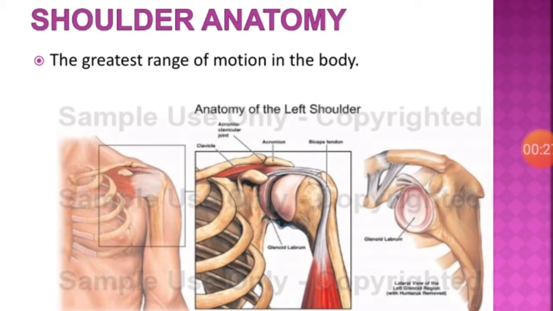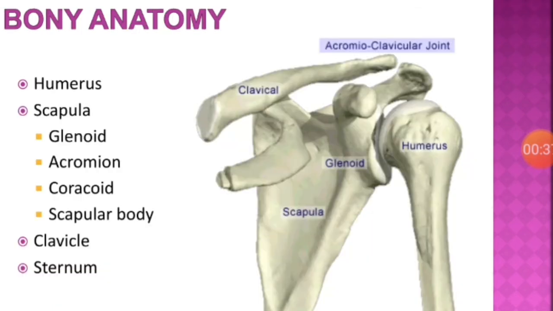Shoulder anatomy. The shoulder has the greatest range of motion amongst all the other joints in the body. The shoulder joint is a complex joint and it comprises many bones: humerus, scapula, clavicle and sternum. The scapula itself comprises the glenoid, acromion, coracoid and scapular body.